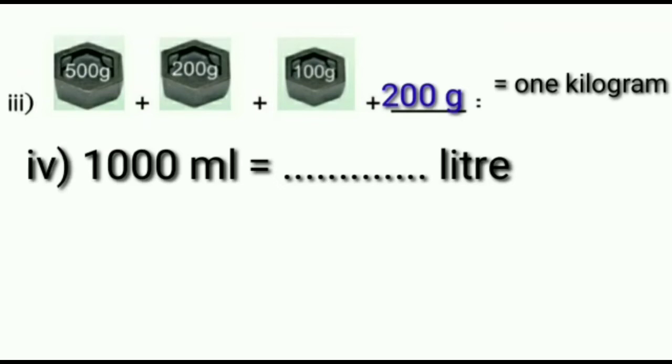Our fourth fill up is 1000 milliliter is equal to dash liter. Dear students, as we know, there are 1000 milliliter in 1 liter. So we will write 1 in the blank.